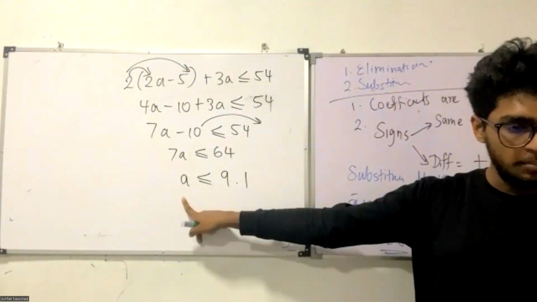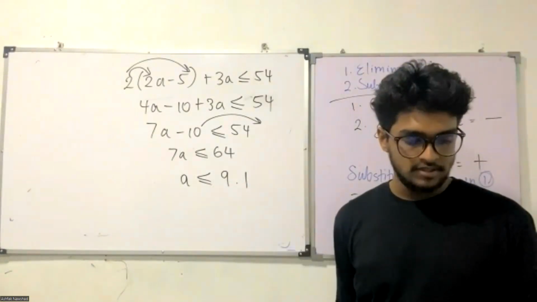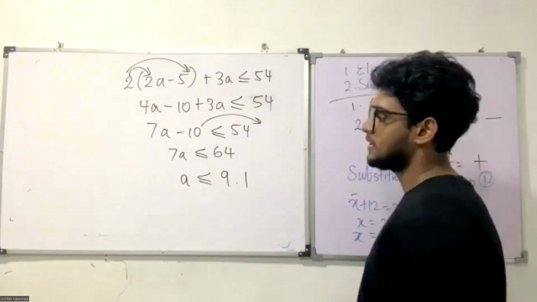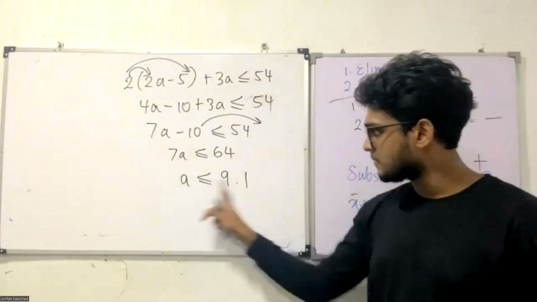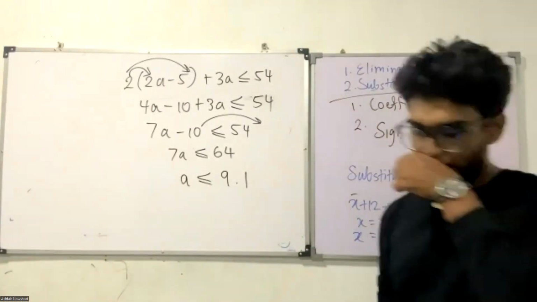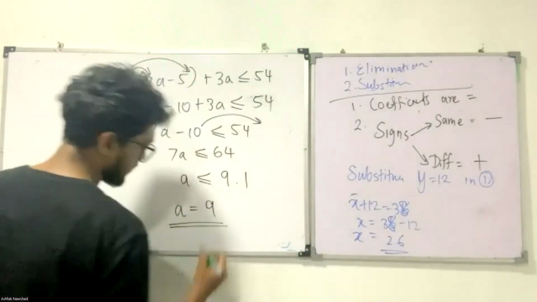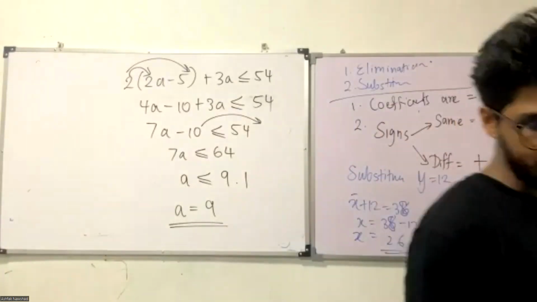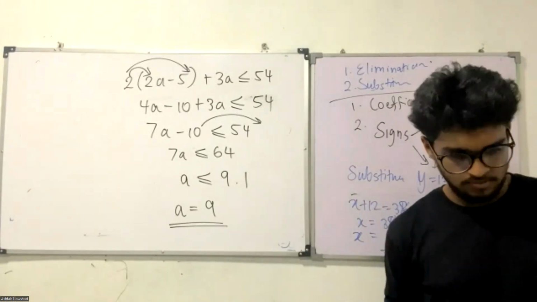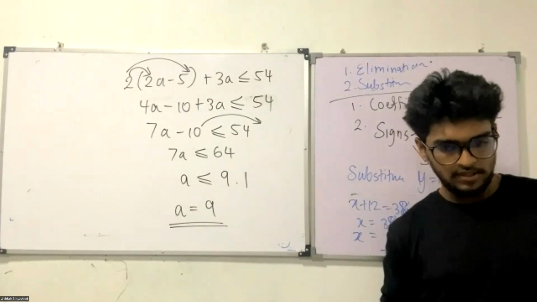You can't score 9.1 sixes, right? You can score 9 sixes, or 10 sixes, but nothing in between. It must be an integer. So what's the number of sixes? The number of sixes must be less than 9.1 and it must be an integer. What is it? The maximum number of sixes is 9. Is it clear?